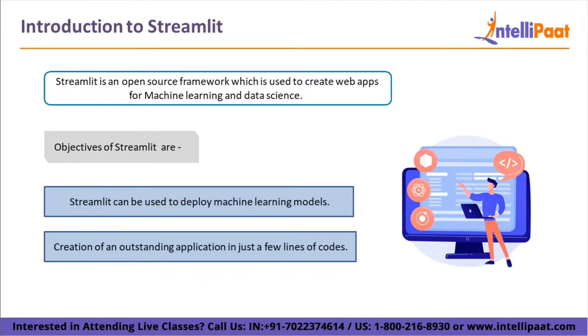Moving next, let me give you some idea about the popular frameworks in Python such as Django and Flask, which are also used to deploy the model. But using these frameworks, you should have some basic idea about HTML, CSS and JavaScript. Now, when you are using Streamlit, you can create a remarkable application in just a few lines of code, right? And you can also deploy your machine learning model and any Python project with ease and without worrying about the front end. So this is the basic idea about Streamlit.